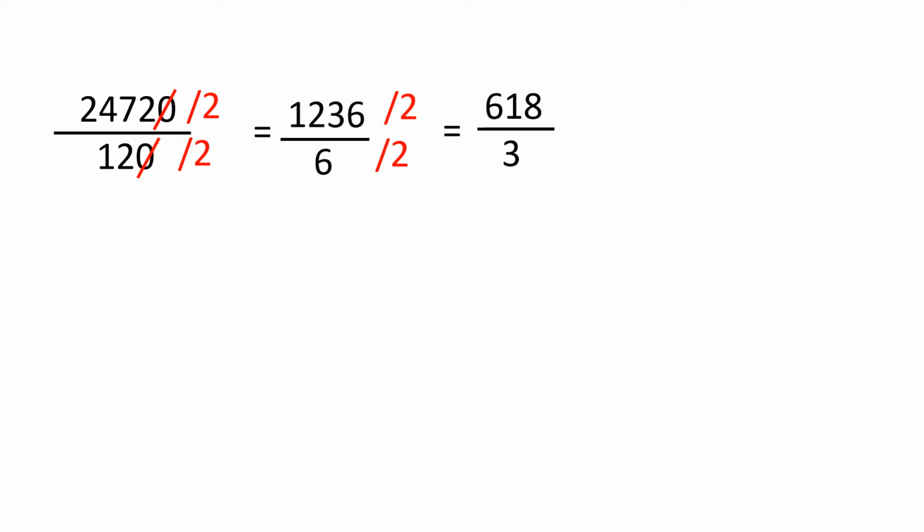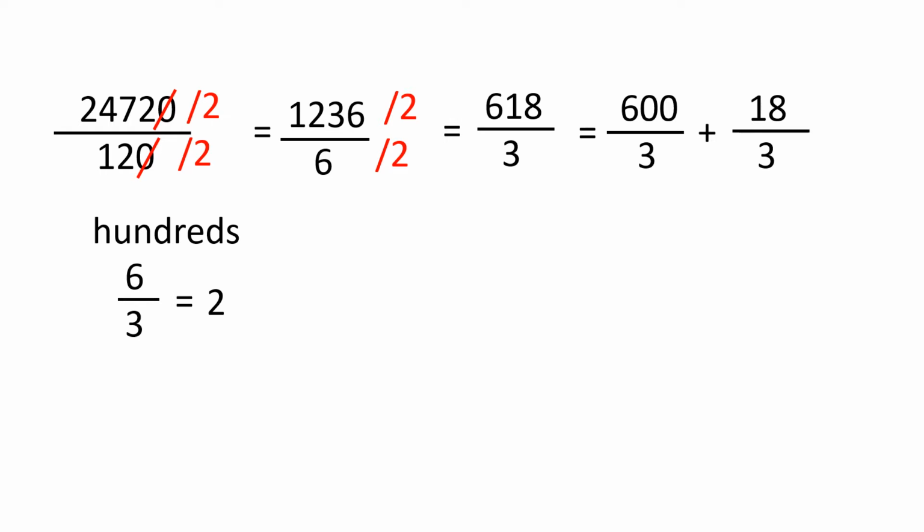12. Now we can divide both by 2, so we have 1,236 divided by 6. We can divide both by 2 again and have 618 divided by 3. We can see the top number contains 6 and 18. Both have 3 as a factor. 6 divided by 3 gives us a 2. 18 divided by 3 gives us 6.